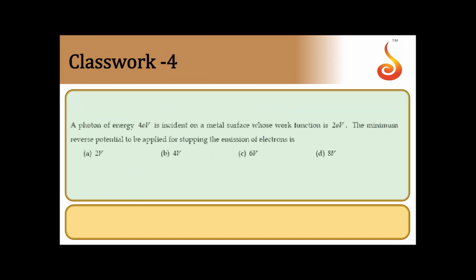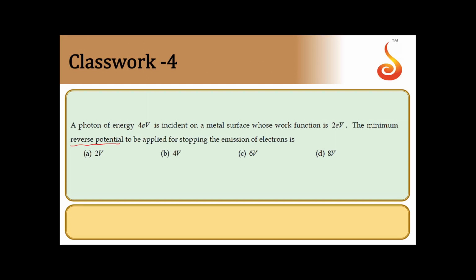So move on to next one. A photon of energy 4 electron volt is incident on a metal surface whose work function is 2 electron volt. The minimum reverse potential to be applied for stopping the emission of the electron is. So minimum reverse potential to be applied, you have to calculate. That means you need to find stopping potential.